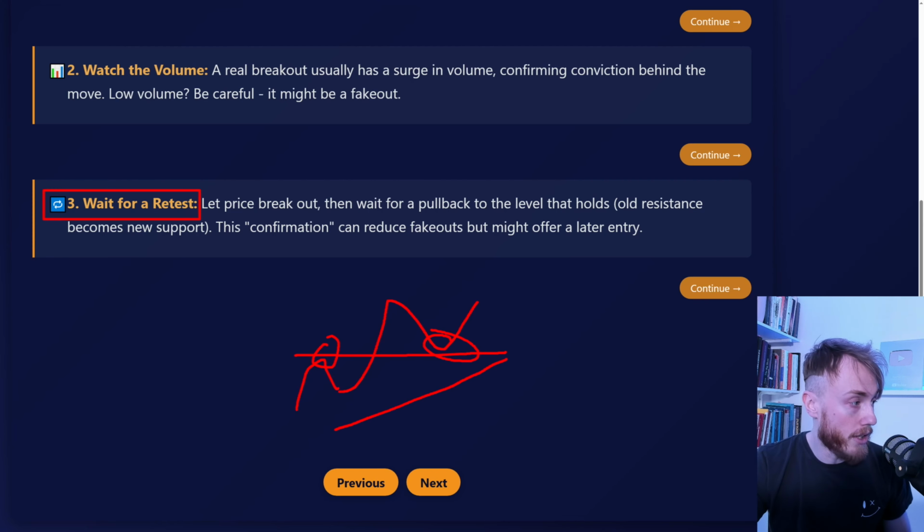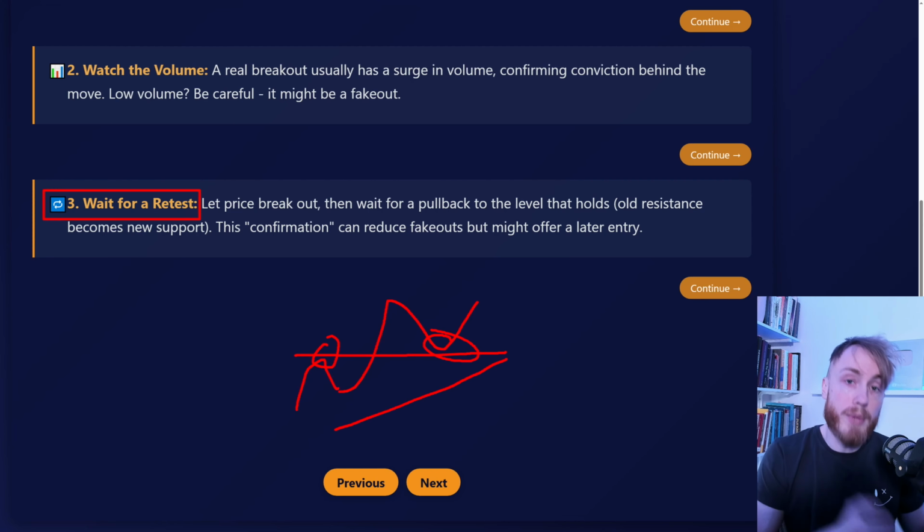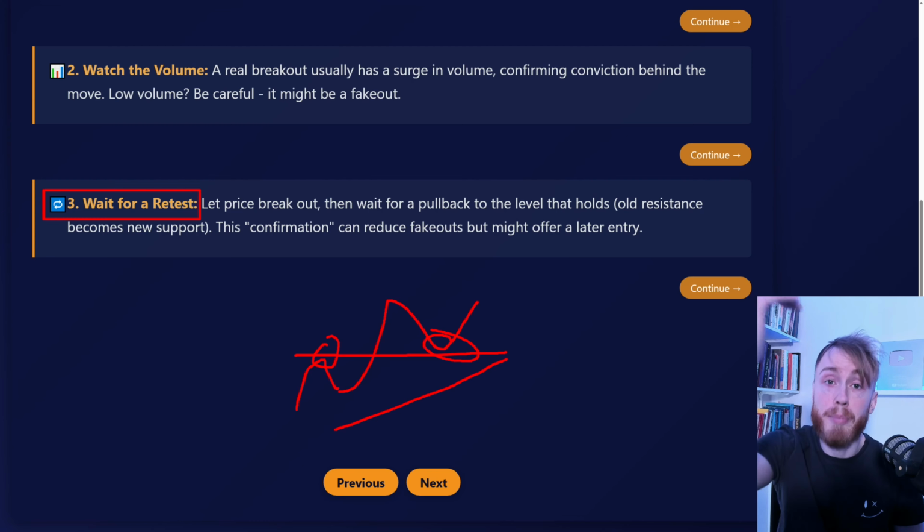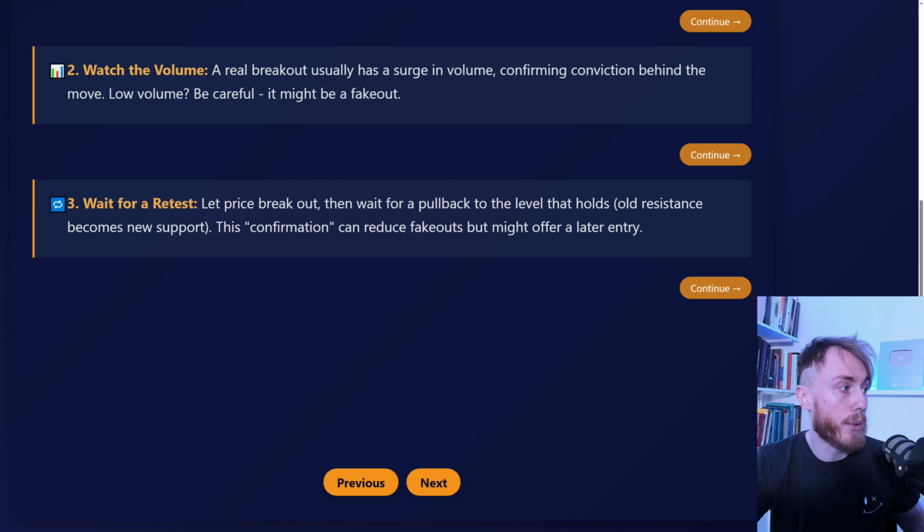But this is optional. Some traders focus on the retest, some traders focus on actually buying the breakout, and there's no wrong strategy here. Both can work if you trade them correctly.